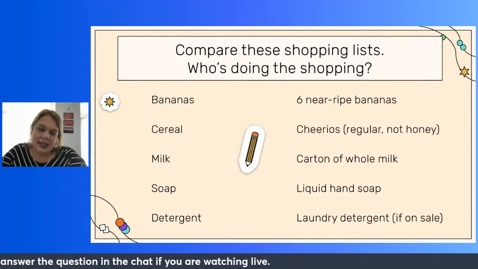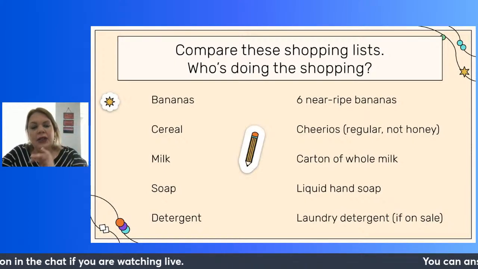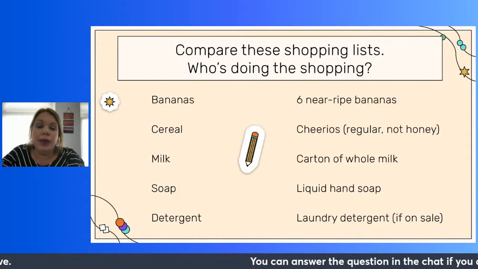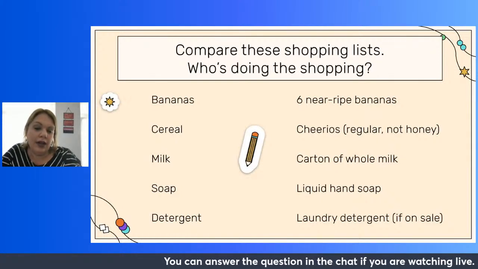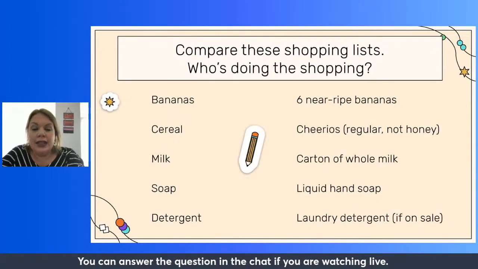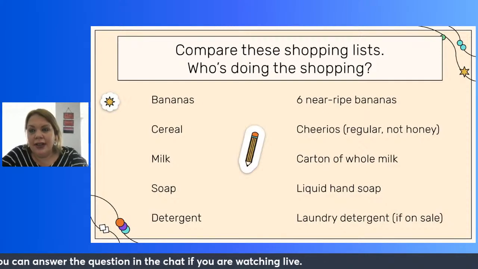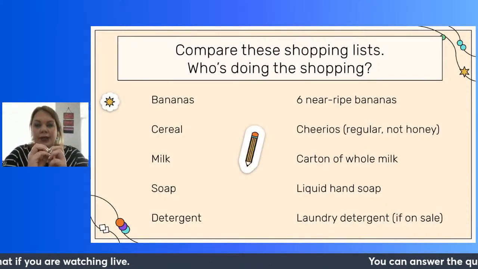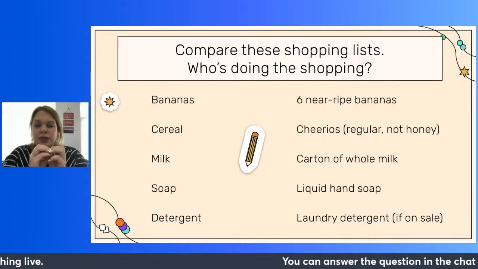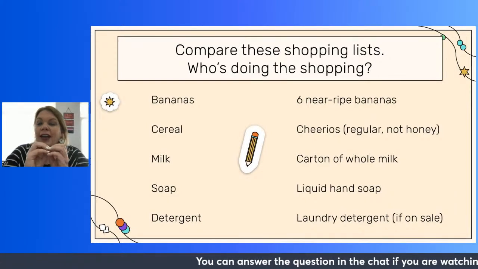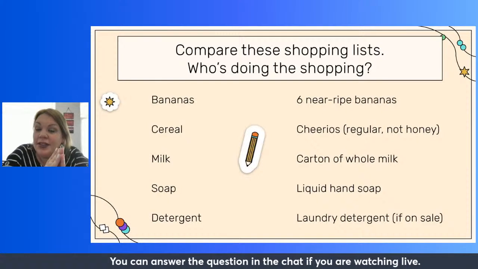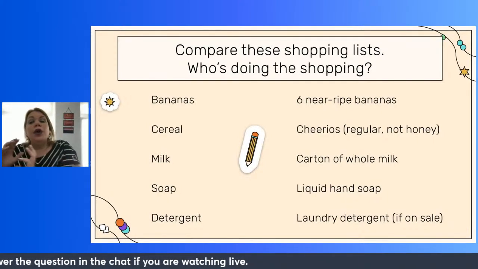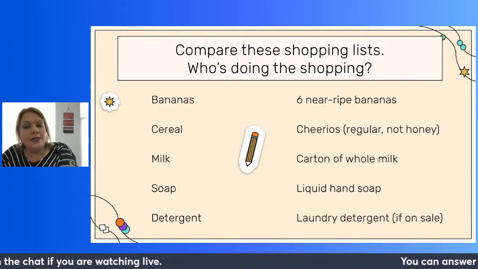Okay. So let's see. The left list says bananas, cereal, milk, soap, and detergent, right? The right-hand list says 6 near-ripe bananas, Cheerios, regular, not honey, carton of whole milk, liquid hand soap, and laundry detergent if on sale, right? What do we notice is the difference between these 2 lists? The fact that the one on the left is not very specific. It's very general, right? And the one on the right is more specific.